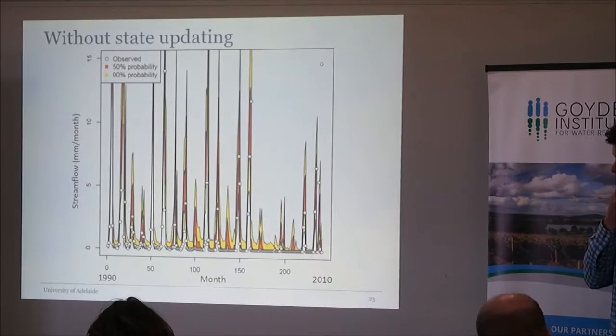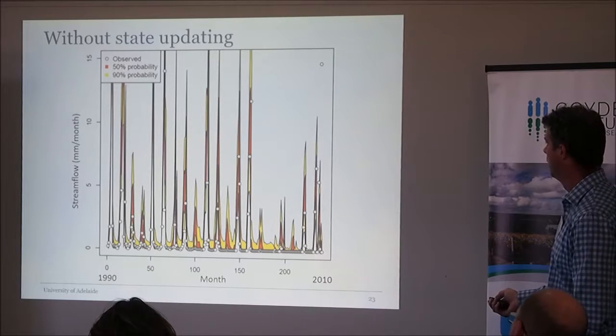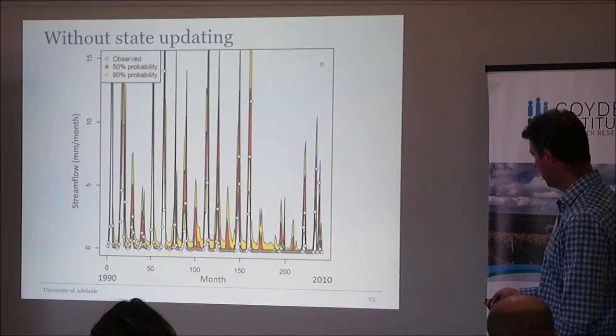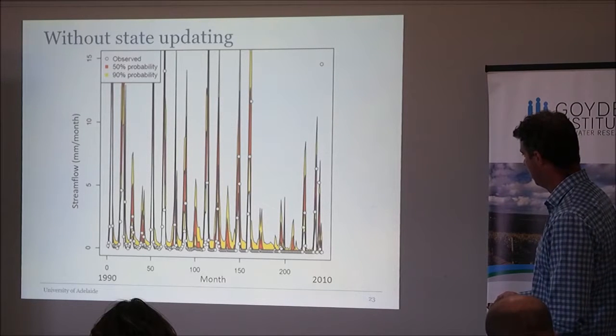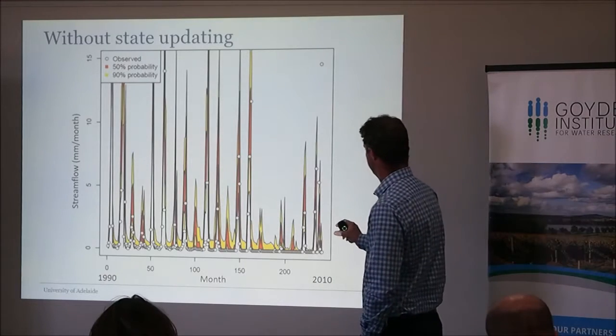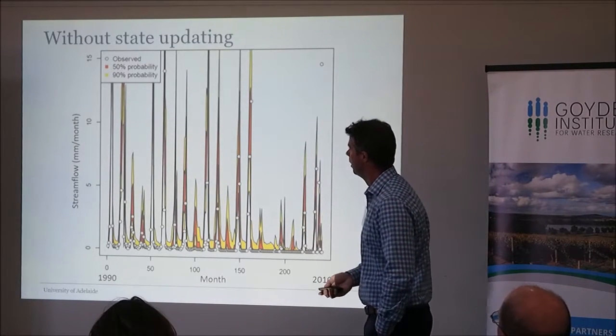And when we do that, called state updating, these are our uncertainty bounds. The white dots are what actually happened. The red, our uncertainty estimate, says 50% of the time the flow should be in this red band, and 90% of the time it should be in the yellow band.